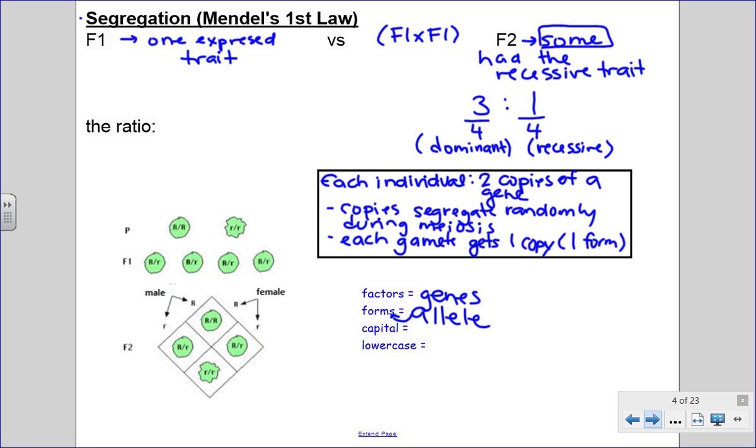Now the last thing, anytime we're representing a cross, the capital letter represents the dominant allele, and the lowercase letter will represent the recessive allele. And that will be consistent throughout all of the crosses that we will take a look at.